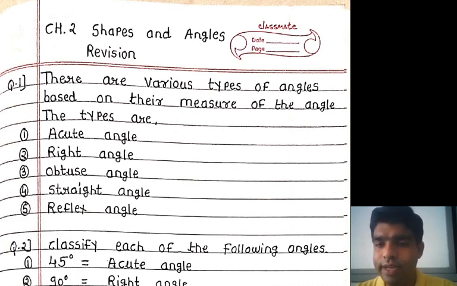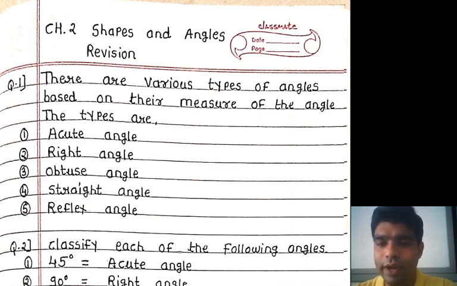There are various types of angles based on the measure of the angle. Now listen here, my dear student. There are various types of angles, and they are based on measuring the angle. Now the types are given.